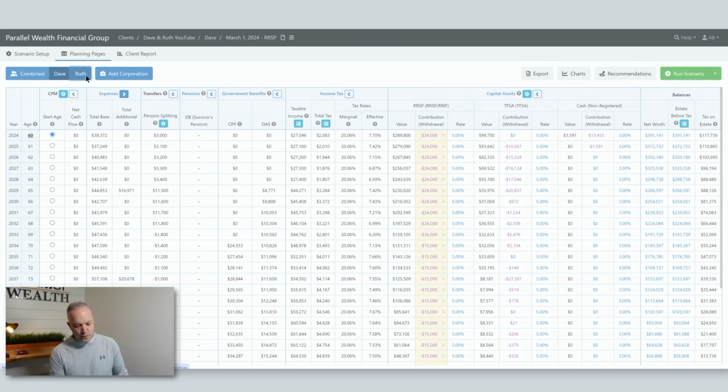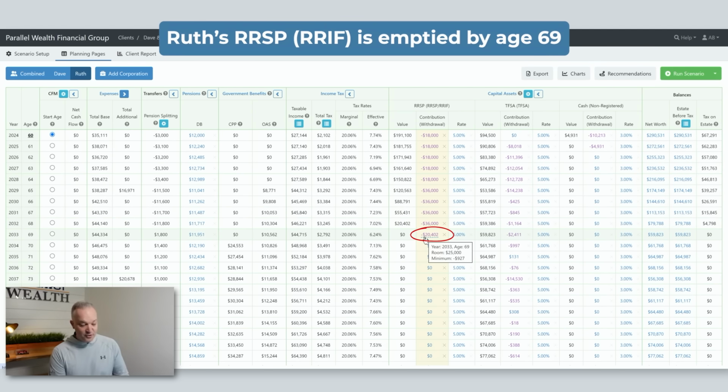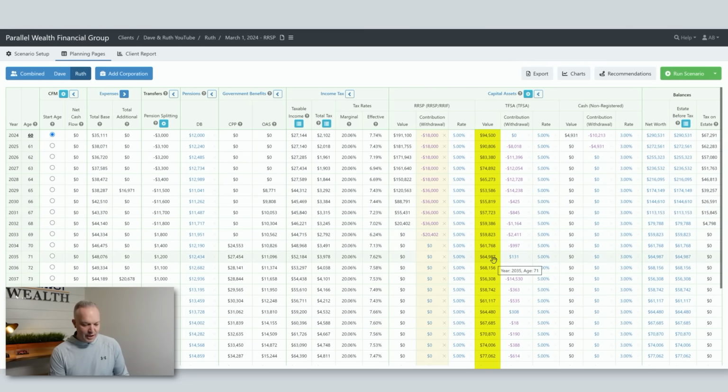Same thing for Ruth. When we look at Ruth, she has the pension, bit smaller RSP. We wind this down a little bit quicker. She's done by age 69, so when her CPP starts, her RIF is drawn out by that point. Again, holding on to a lot of that TFSA through retirement.